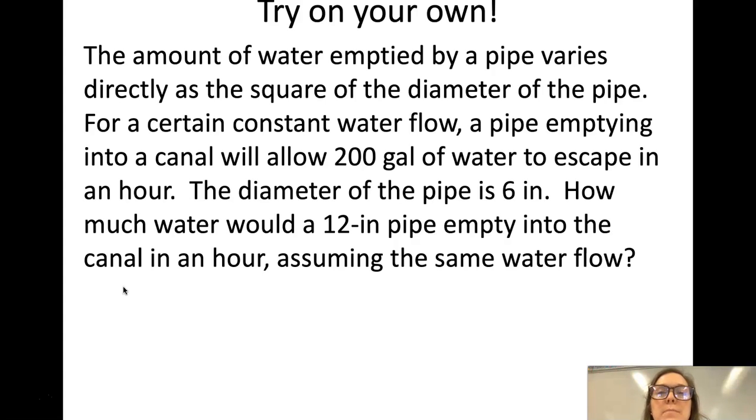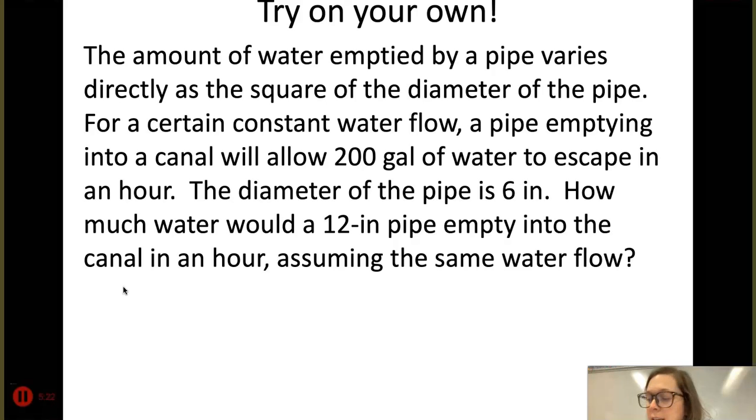The amount of water emptied by a pipe varies directly as the square of the diameter. For a certain constant water flow, a pipe emptying into a canal will allow 200 gallons of water to escape in an hour. The diameter of the pipe is 6 inches. How much water would a 12-inch pipe empty into the canal in an hour, assuming the same water flow? So go ahead and pause this video, try it out, then come back.